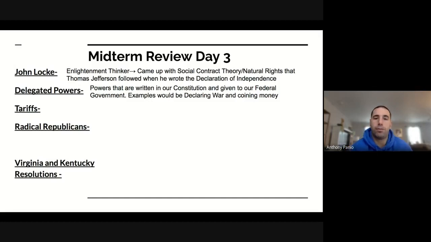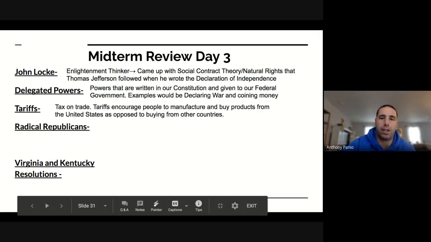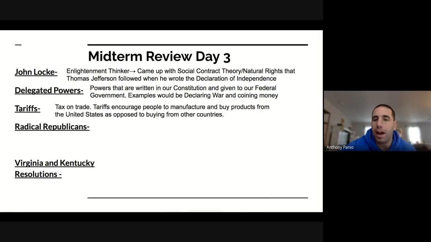Okay. Tariffs, we need a little bit more than just a definition, but hopefully you remember a tariff is a tax on imported goods or a tax on trade. The reason you really need to know this for this class is tariffs encourage people to manufacture and buy products from the United States. If you can get something that costs $20 from another country and it costs $25 here, you're probably going to buy it from another country. But if there's a tariff and that brings the price of the good up to $40, well, then maybe you'd be more willing to buy the $25 product at home.